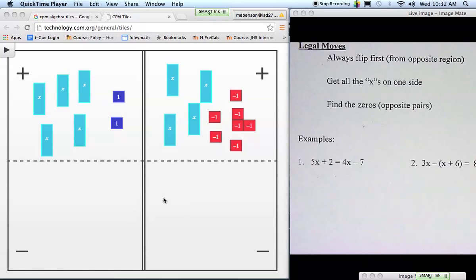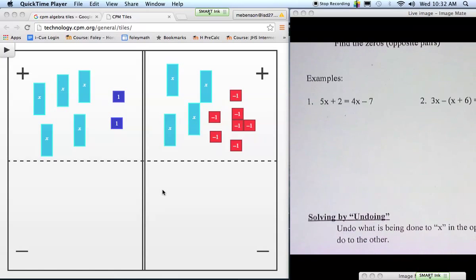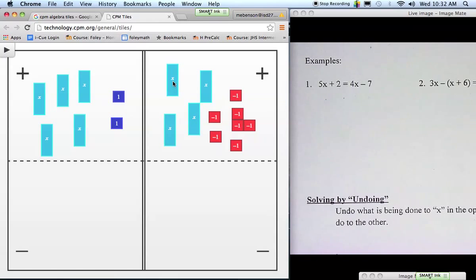So now we're going to talk about moving the x's to one side. Technically you can move them from either side. Typically we move wherever there are more positive x's. There are 5 x's on the left, 4 on the right, so I'm going to move them from the right to the left. And whenever I move them, I flip them, right? Whether I'm flipping from top to bottom or from side to side.